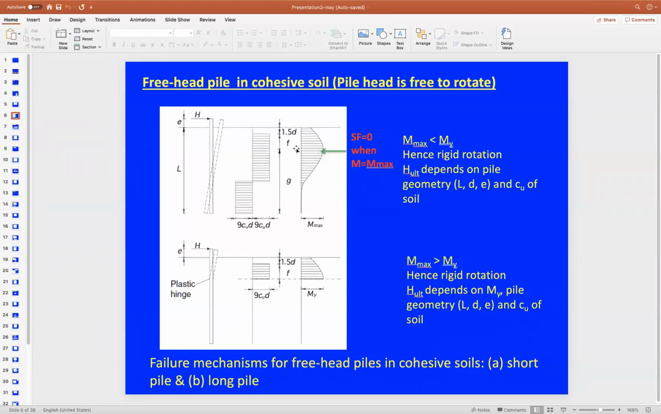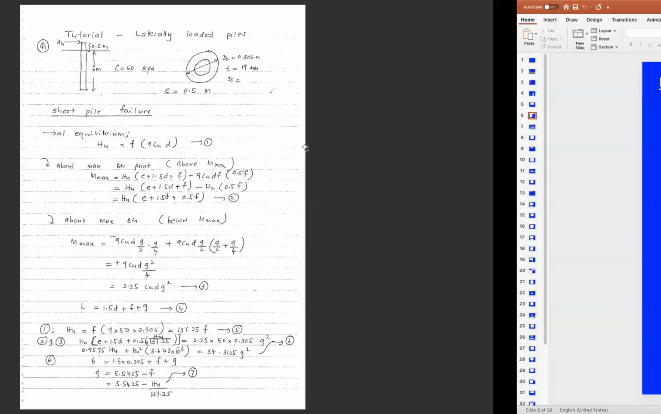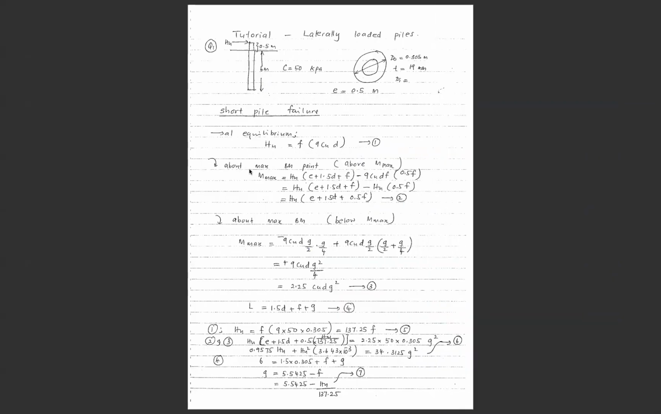So if we take the sum of moments at this point, we can take the top sections and we can take the bottom sections to find the value of the maximum bending moment on the systems. So if we take here the top sections, above the M maximum point, M maximum will be equivalent to HU, because we have here two horizontal forces above the M maximum, which are HU, the maximum lateral load on the pile, and the distributed forces.